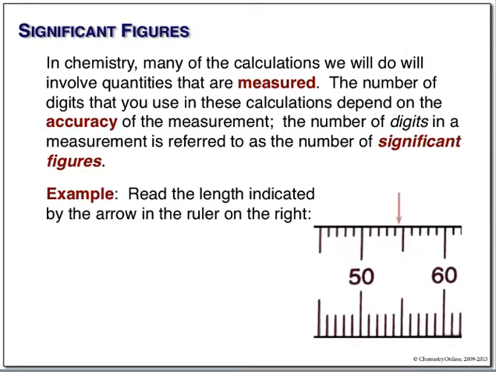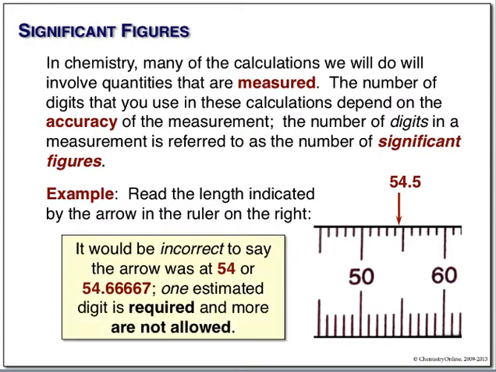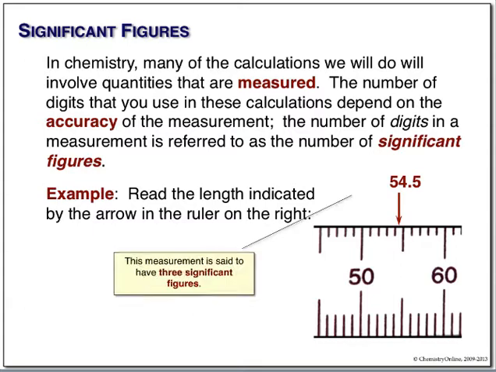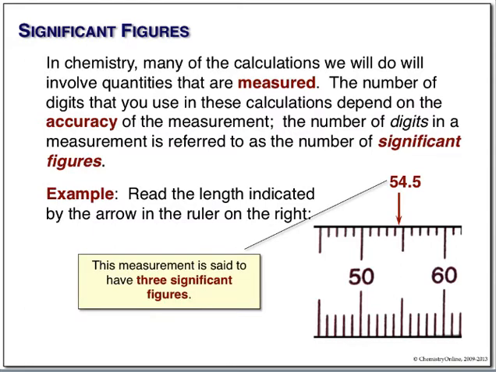For example, if I gave you this ruler and I asked where the red arrow was pointing, you'd look and say, well, it's above 54 and it's less than 55. It's about 54.5. Now, if I had said it was 54, obviously that's not right because it's more than that. If I said it was something like 54.666 whatever, that would be wrong also because you can't tell that. It's somewhere between 54 and 55. We say that this number is good to three significant figures. Our last digit is our best guess, and that is the least significant digit.